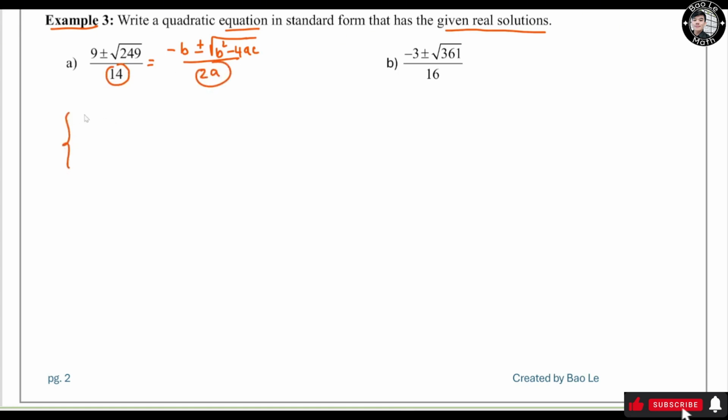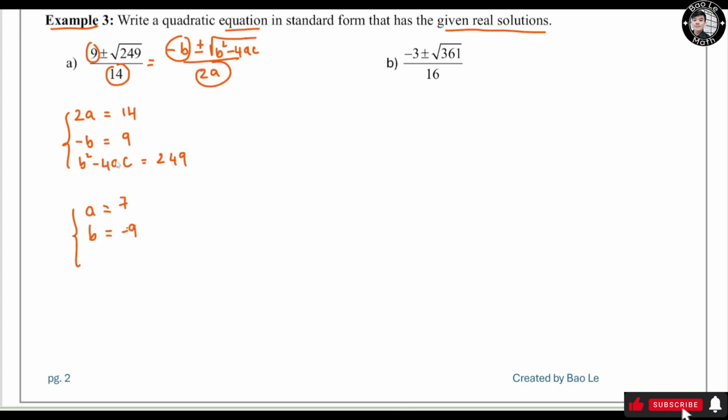So I have a system of equations: 2a equals 14. And for the top, I look at 9 and negative b right here, so I have negative b equals 9. And the last one, b squared minus 4ac right here equals 249. So I just solve a system of three equations. It turns out to be a equals 7, b equals negative 9.